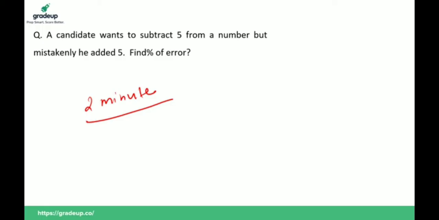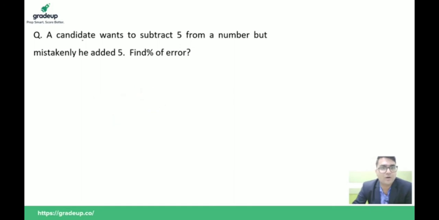Okay, guys, now let's start. Question is: a candidate wants to subtract 5 from a number, but mistakenly he added. Yes, guys, please try to give the answer in the comment box.